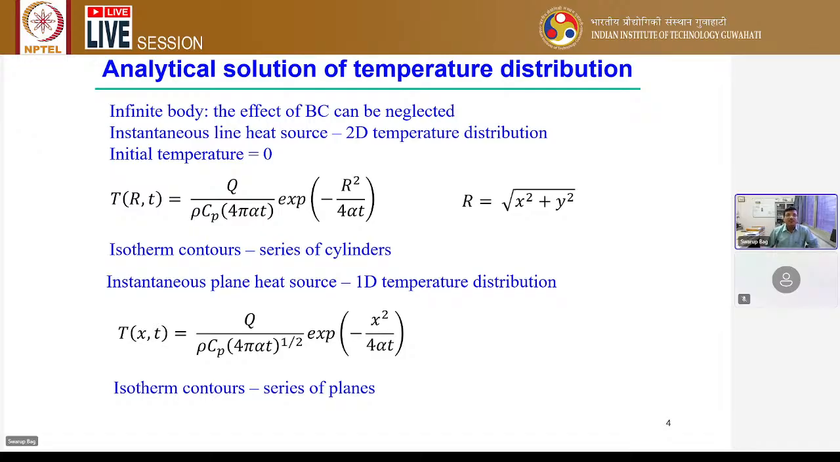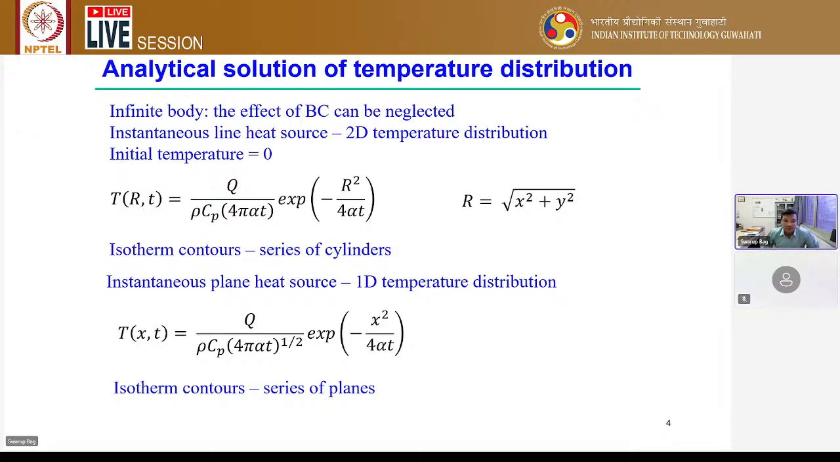So when, instead of the point heat source, you assume the line heat source, then you get the solution of the temperature in a two-dimensional way. Of course, there are lots of options because there are different variants of the analytical solution for different assumptions also. That is possible.